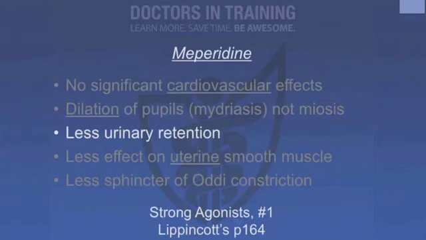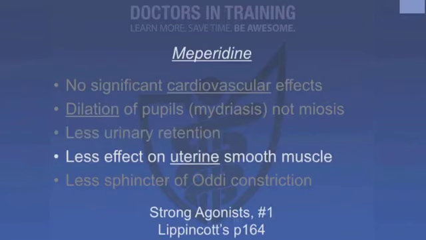You get less urinary retention. You get less effect on uterine smooth muscle, and sometimes we'll use this more in labor and delivery. It's not clinically useful for diarrhea or cough. Some of the other ones are real good for that, but not for this one.